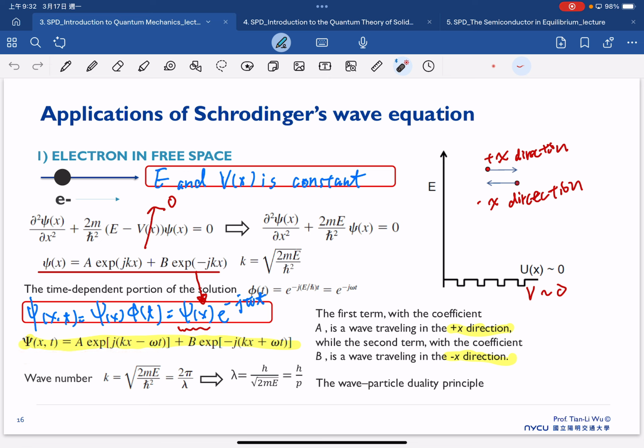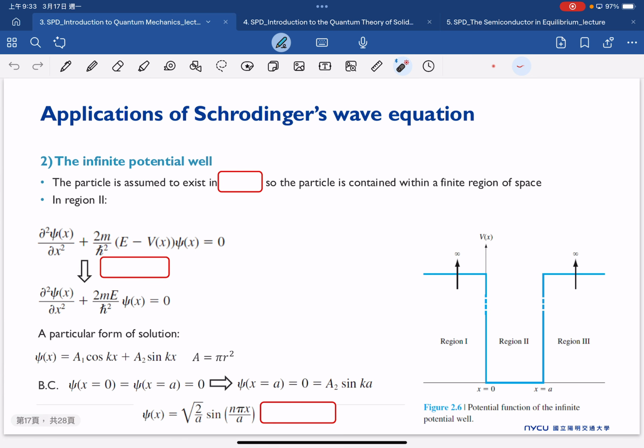From this equation it is clear that the wave can travel in the positive x direction and also the negative x direction. That exactly fits what we expect: if you have an electron in free space, there are only 2 possibilities. You either travel to the right or travel to the left. So our physics-based speculation can be proved by considering the wave equation.